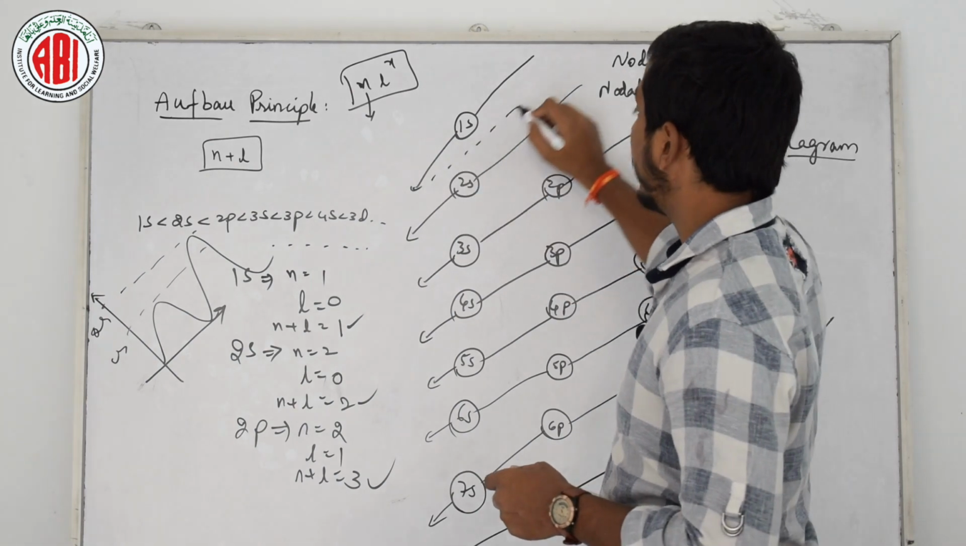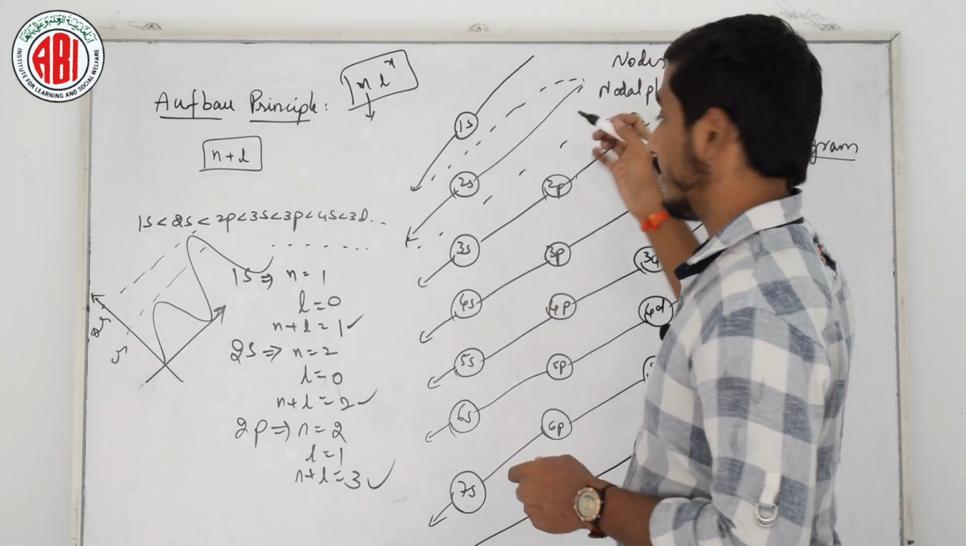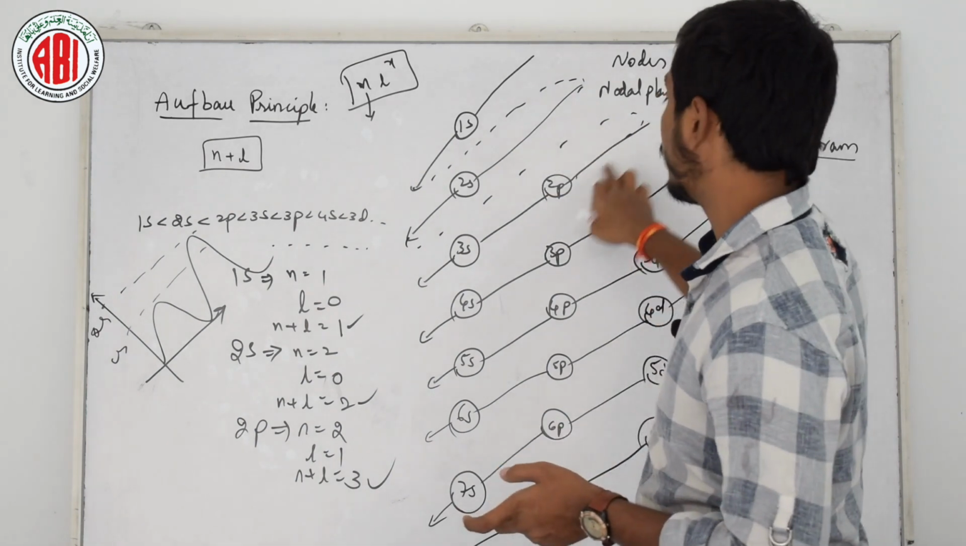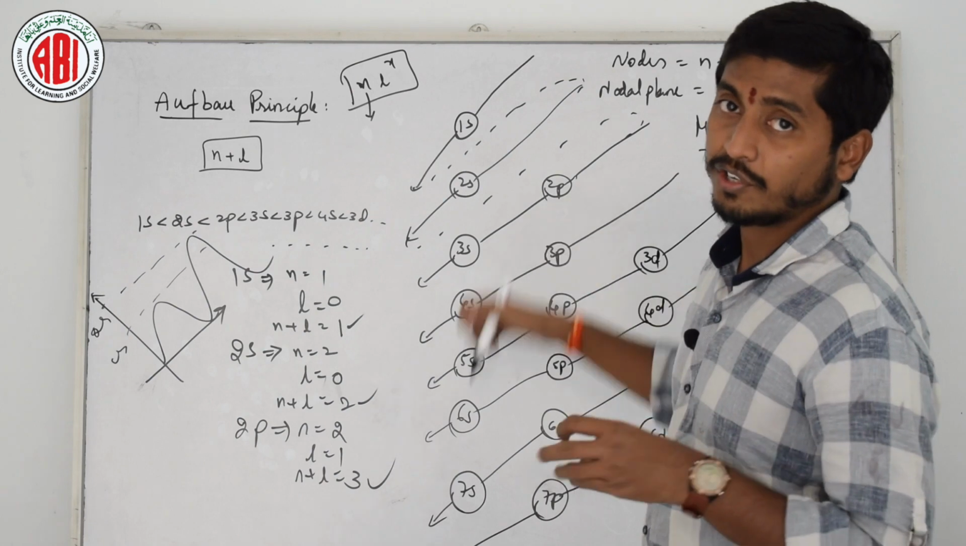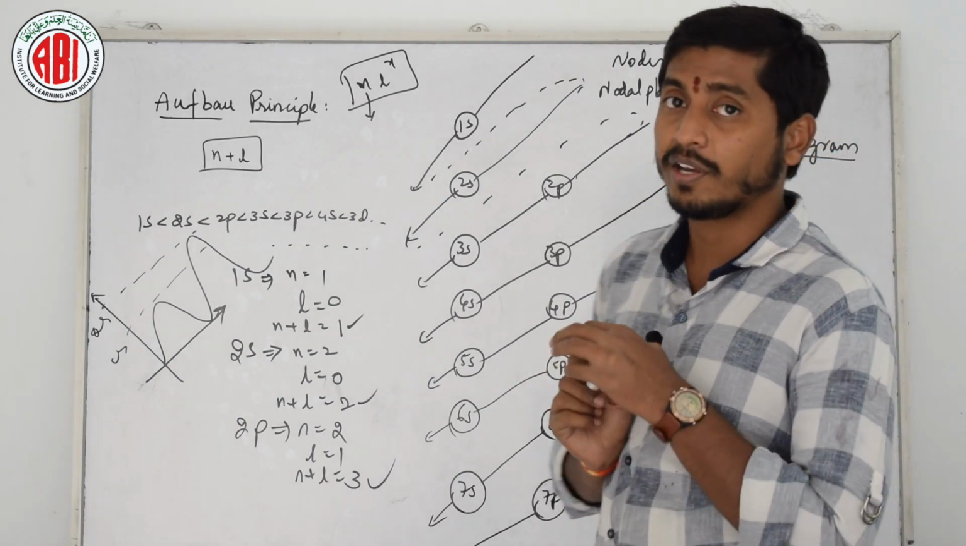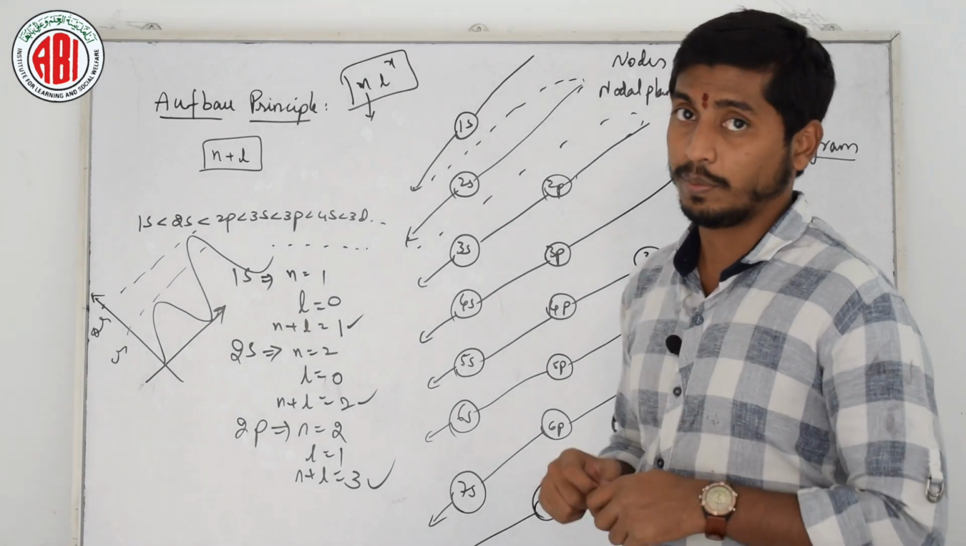Then the second electron fills in the 2s orbital. Then the next set of electrons will fill in the 2p orbitals. Once again, remember how many electrons do we have in a single degenerate orbital? We have 2 electrons in a single degenerate orbital.